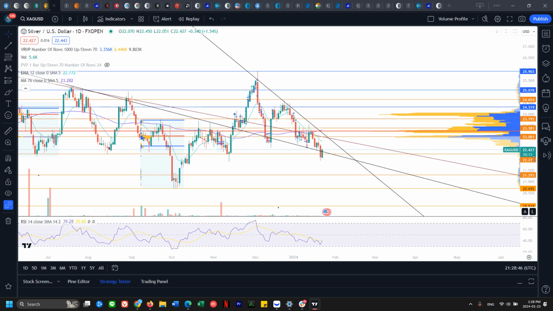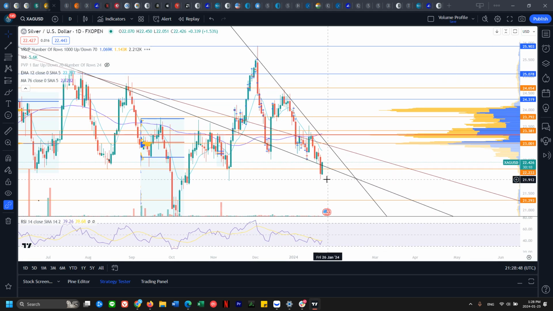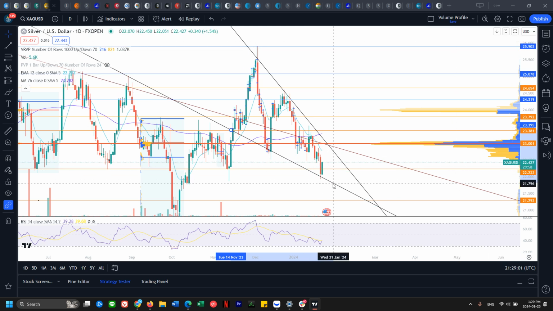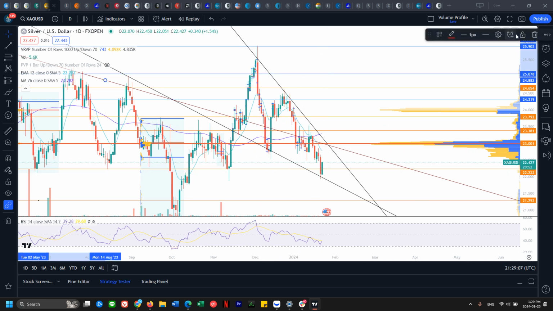Let's look at silver. Silver broke. Surprised I drew my line like that. Let's delete that. Actually, let's just go like this. Sometimes TradingView's line just moves for no reason.